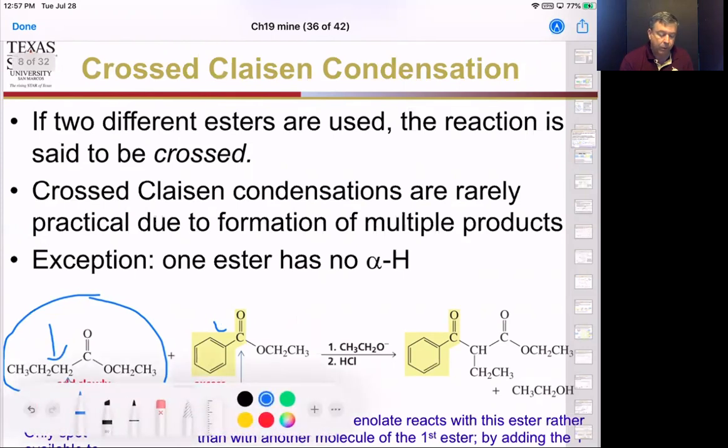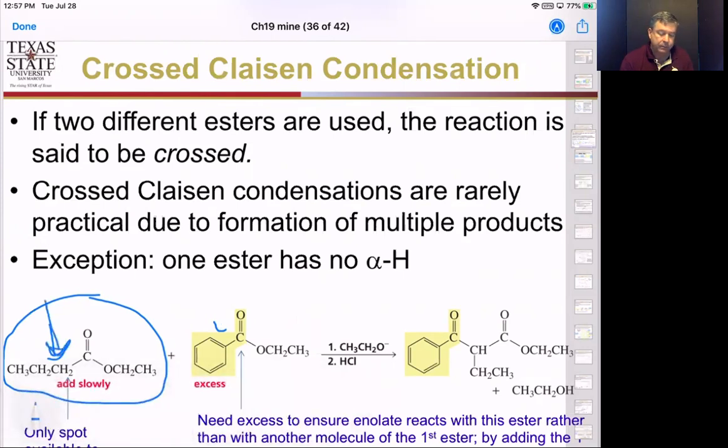So if we put in a whole equivalent of our base here, and we form our enolate here, we're going to receive one compound out of it. It will form the enolate, and that enolate will attack the other carbonyl compound, kicking out the ethoxide in this case, or the alkoxide in this case, and generate our beta keto ester compound in a very controlled and simple fashion.